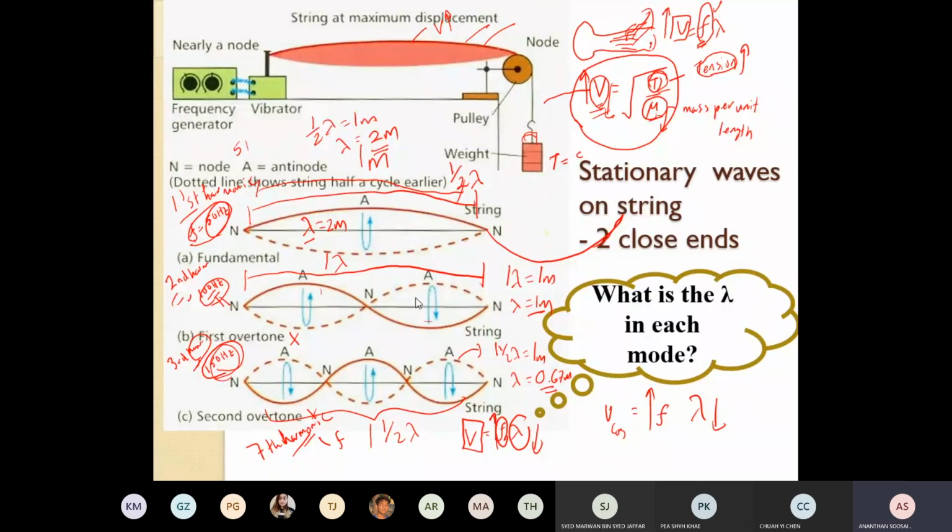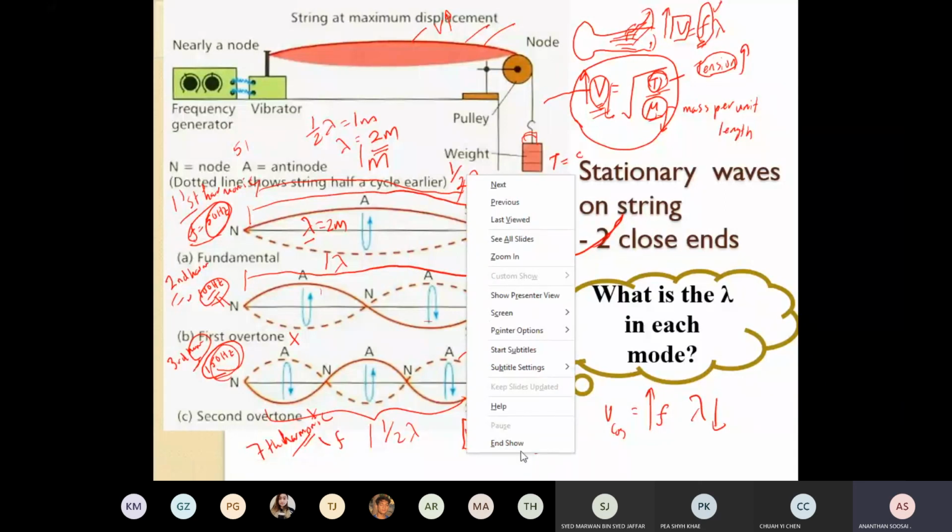How is a stationary wave different from a progressive wave? In a stationary wave, the wavefront does not advance. In a progressive wave, the wavefront advances. In other words, in a progressive wave, energy is transferred. In a stationary wave, energy is localized and does not transfer. I think that's a lot of new information, so I stop here. If you have any questions, you can ask me.